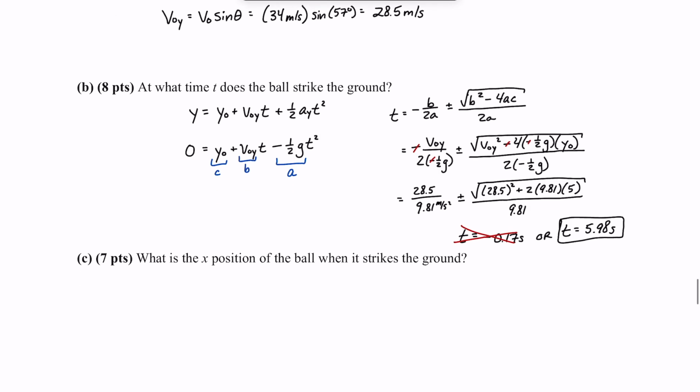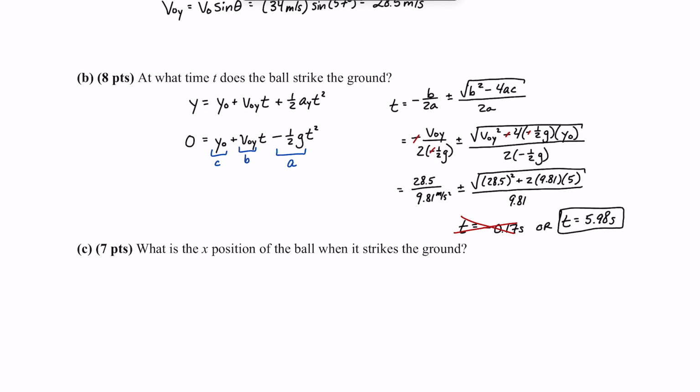Part C asks for the x position of the ball when it strikes the ground. X motion for projectile motion can be found as x, the distance traveled, is equal to the initial x velocity multiplied by time. We just calculated the time in part B, and in part A we found v naught x. So for this one, we just need to multiply our value for v naught x that we found above by the amount of time the ball travels in the air that we just found to get that the horizontal distance traveled is equal to 110.6 meters.